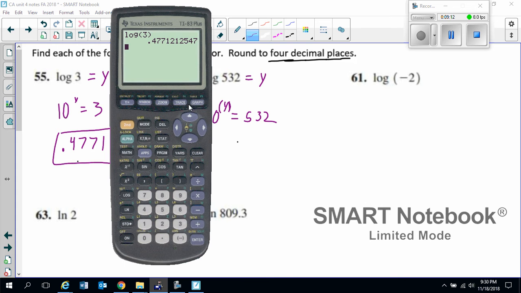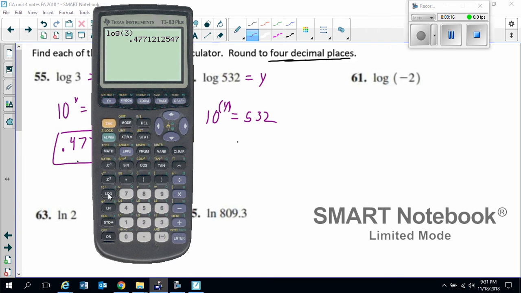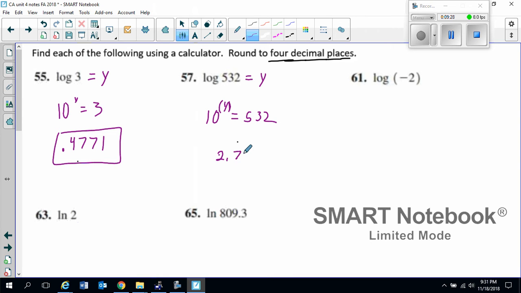So once again, the calculator is going to do the work for us. So let's see. Log of 532. And let's see. Yep, there you go. 2.7259. Alright, there we go. Okay, so let's see, what is this next one asking us?